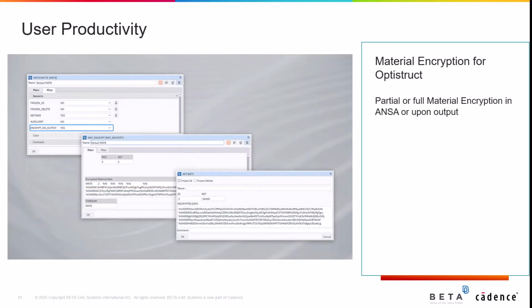Regarding materials, material encryption is now available for OptiStruct, allowing both partial and full encryption to be performed either in ANSA or during output. In ANSA, the encrypt function in the material list converts the material into a mat encrypt entity. For encryption during output, enable the Encrypt on Output option in the Miscellaneous tab of the Material Entity card. This will keep the material in clear text inside ANSA but create an encrypted material and its related encryption key in the output file.